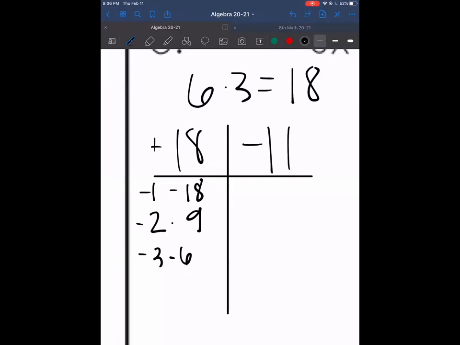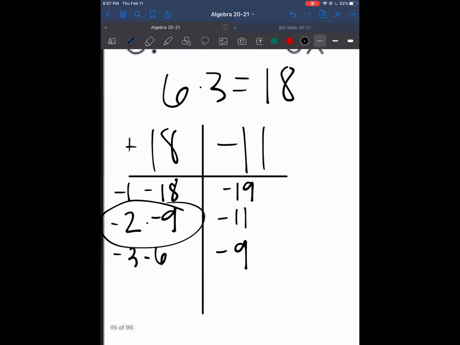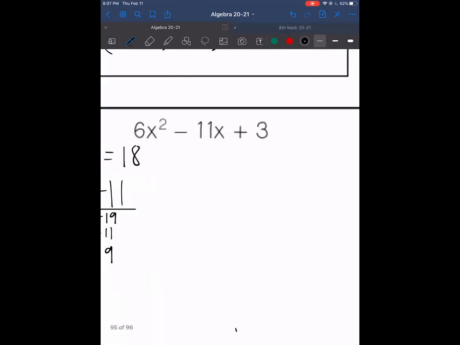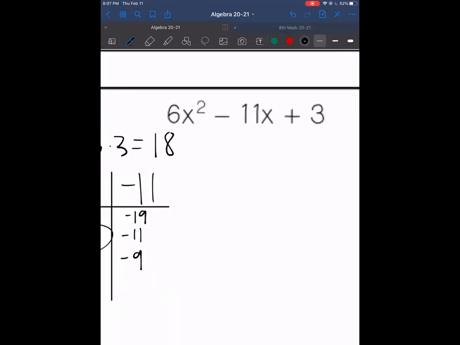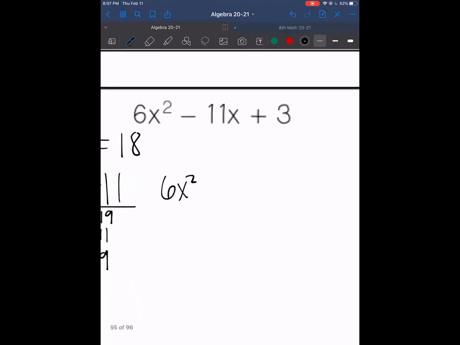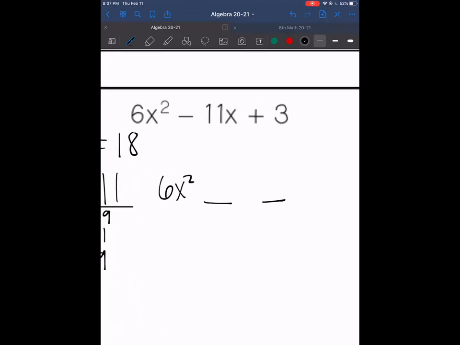So negative 1 minus 18 is negative 19. That's supposed to be negative 11, negative 9. So the integers we're working with are, I'm sorry, negative 2 and negative 9. So I'm going to rewrite this. We're going to rewrite that middle term, 6x squared. We're going to have a blank and a blank plus 3.